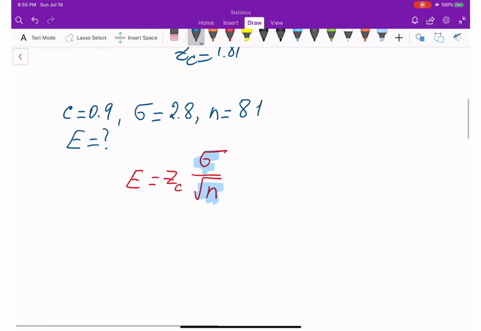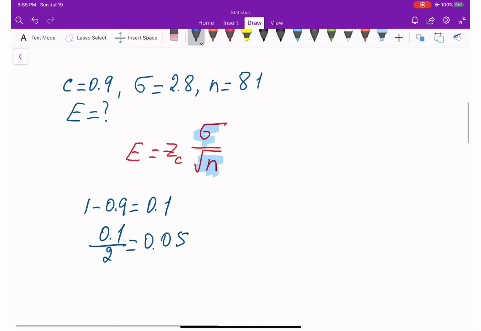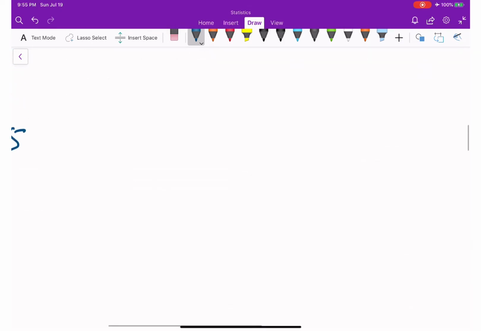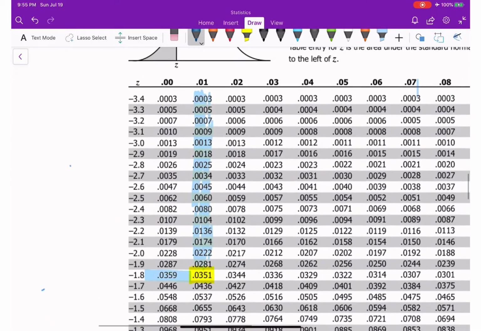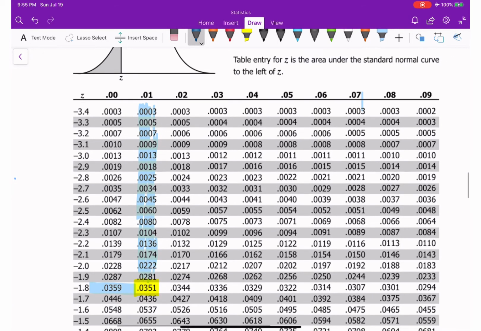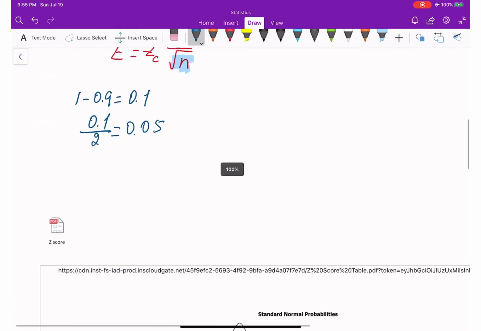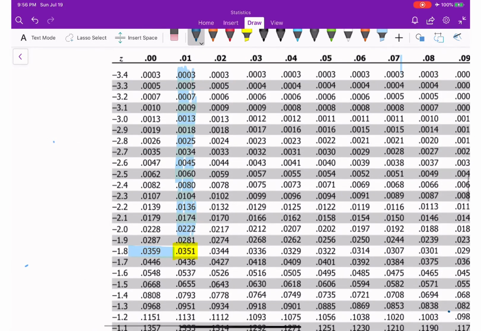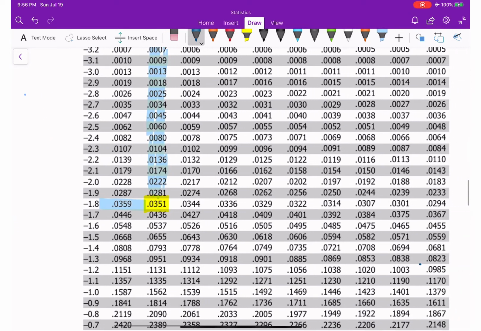To find Z critical, we do 1 minus 0.9, which is 0.1. Dividing by 2, it's going to be 0.05. Okay, 0.05, it's a negative value, so 0.0 after the decimal. Let me see if we can find 0.0548. Very easy to get confused. How many zeros? 0.05. Okay, we're going further. Here it is 548.